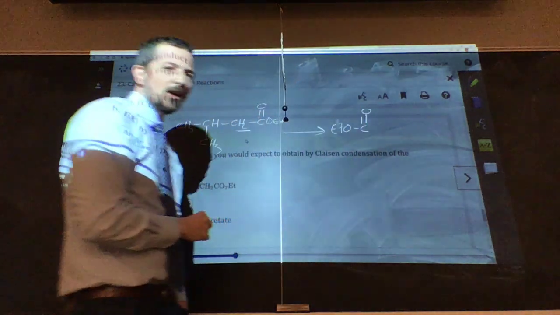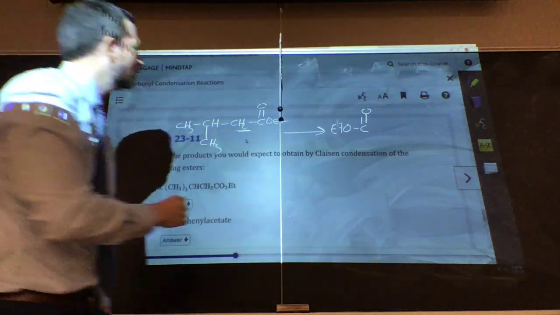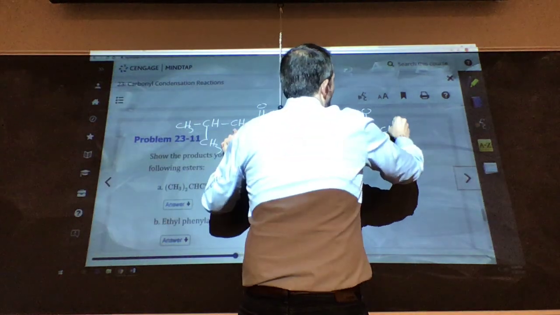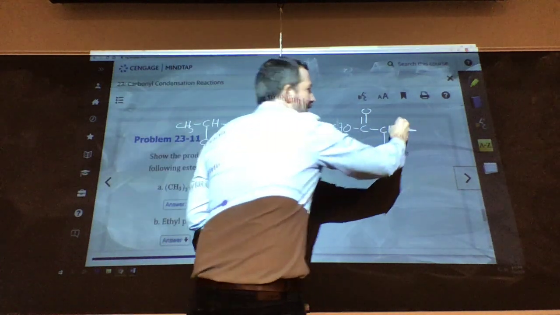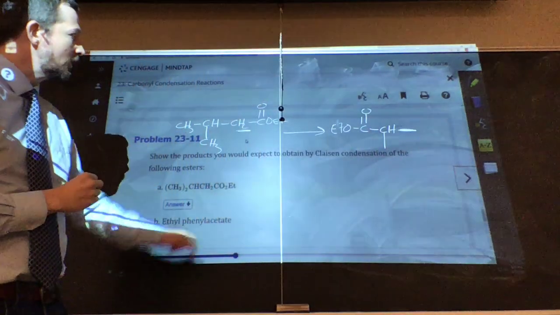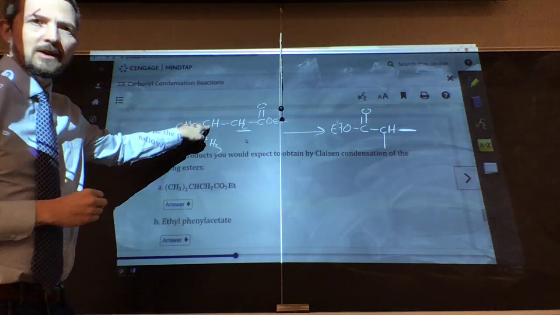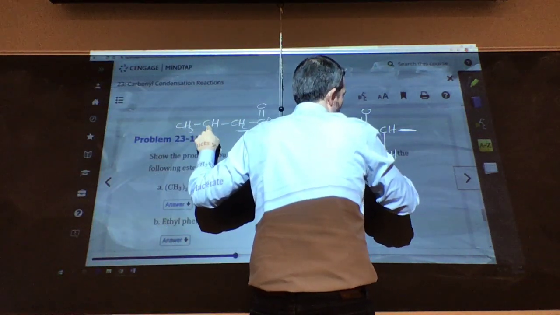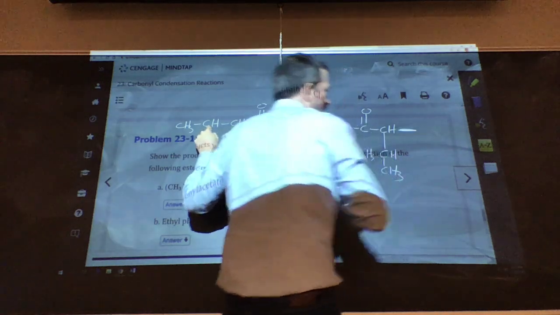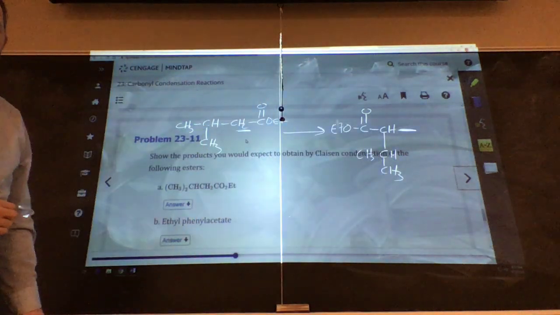So I'm going to start off with my ester, the ethoxy. So here's my alpha position. I'm going to show that connected to another molecule. So what else do I have attached though? I have this isopropyl group here. So I'm going to show it still being attached there.